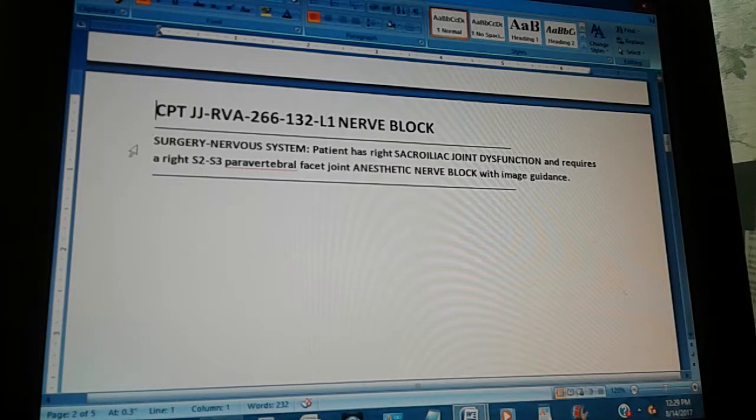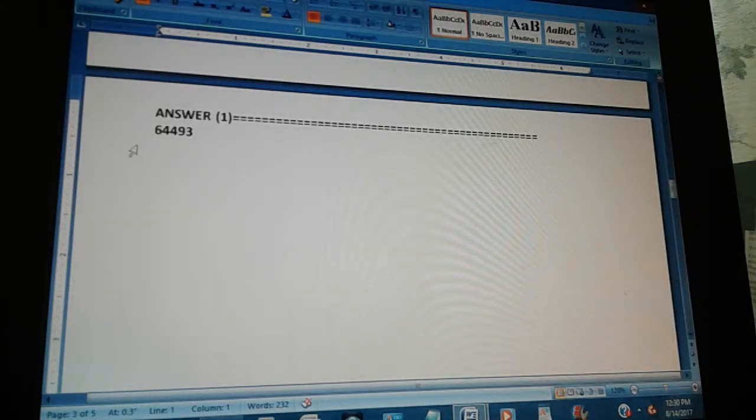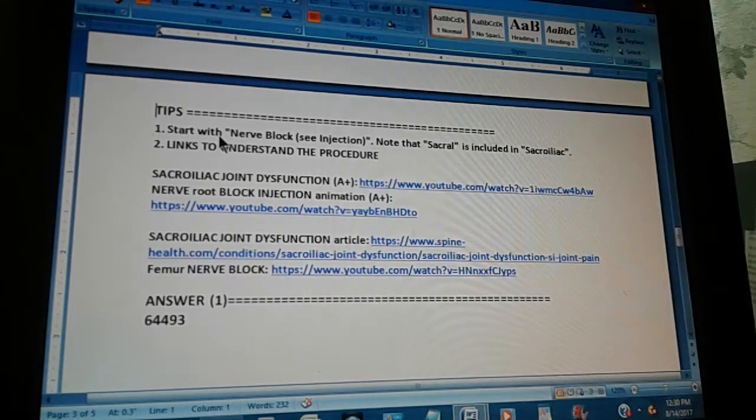We are going to count to 3, so you can pause the video and give us the CPT code for this procedure. 1, 2, 3. The answer is 64493. Did you get that? If you got it, congratulations, you can go to the next video. If you didn't get it, let's give you a few tips.